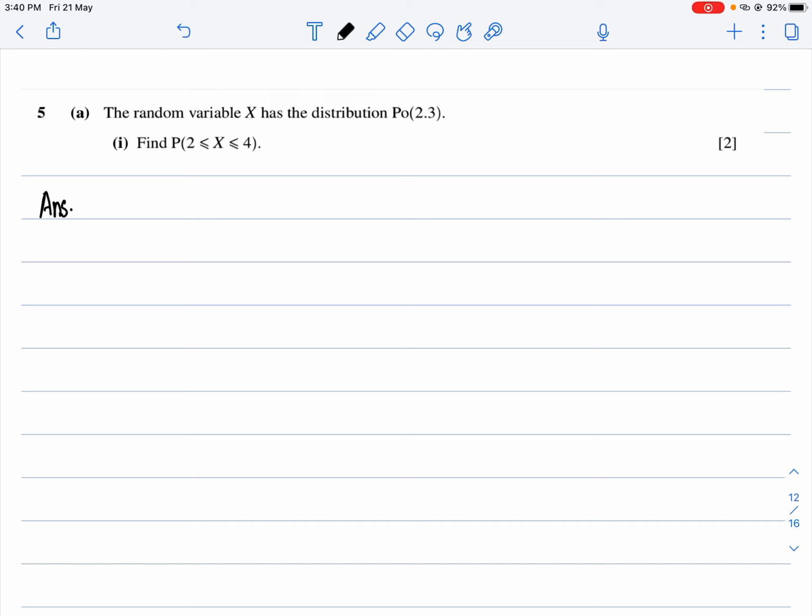This is the fifth question of the paper. As you can see, this is a Poisson distribution question. Now in 5A part 1, I need the probability of x from 2 to 4 inclusive. Basically I need the probability of x equals 2 plus the probability of x equals 3 plus the probability of x equals 4.